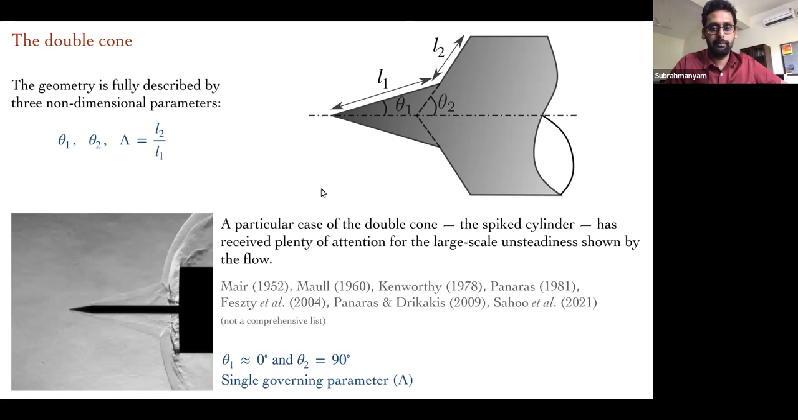All right. So interestingly, the more general double cone problem.